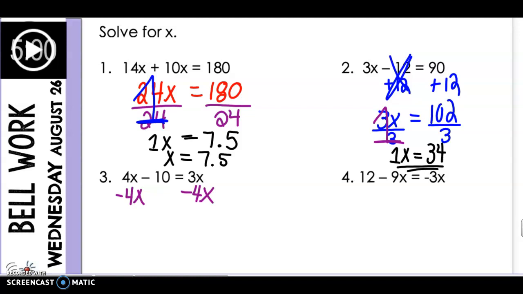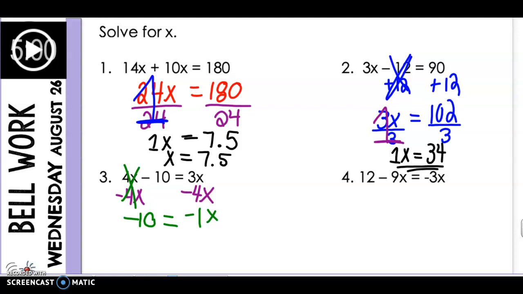The opposite of adding is subtracting. So we're going to subtract 4x from both sides. When we do that, on the left-hand side, these go away. So we're left with negative 10, don't forget to keep the negative sign with it, equals 3x minus 4x, negative 1x.